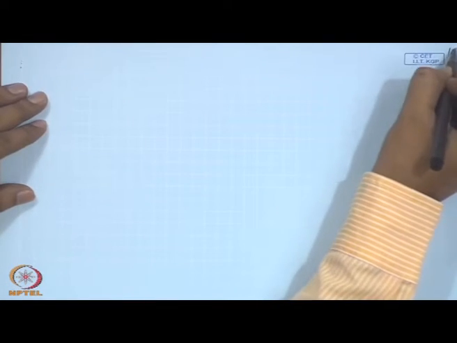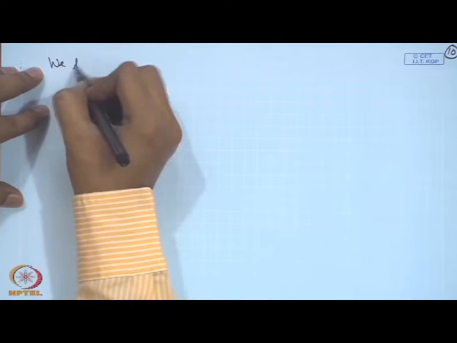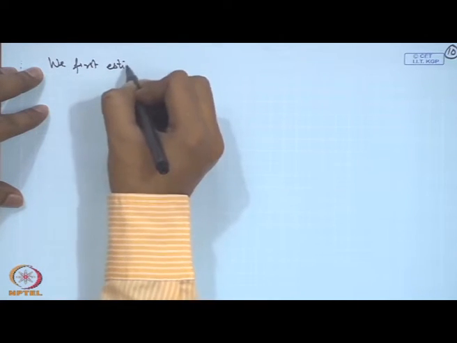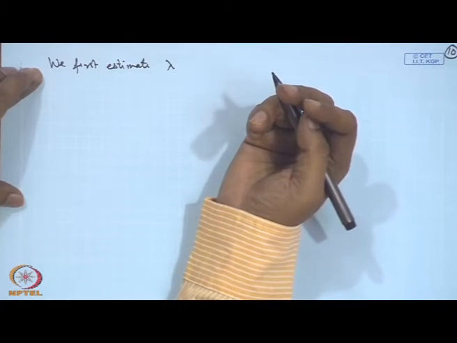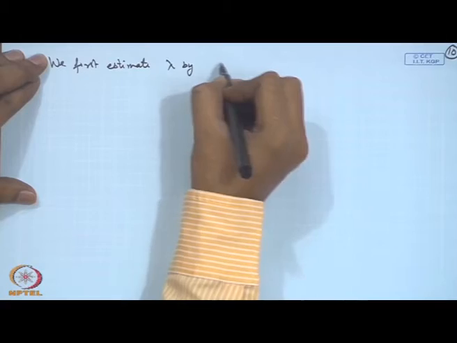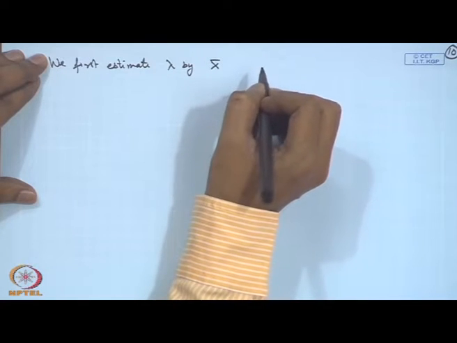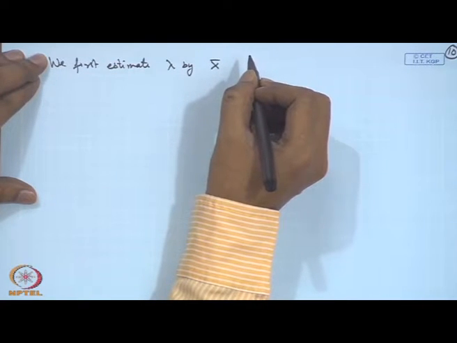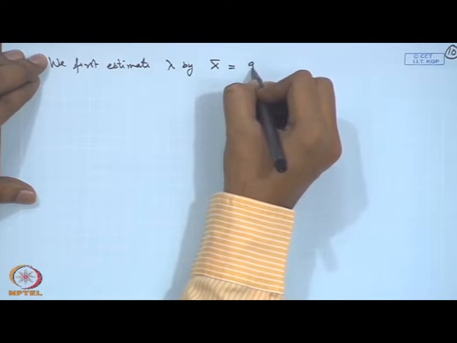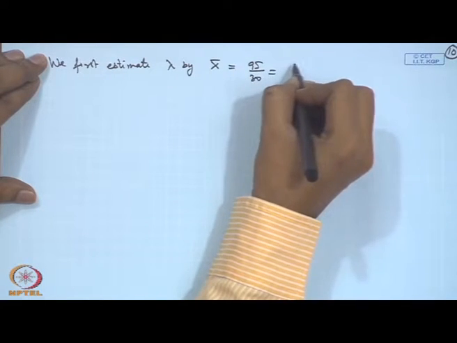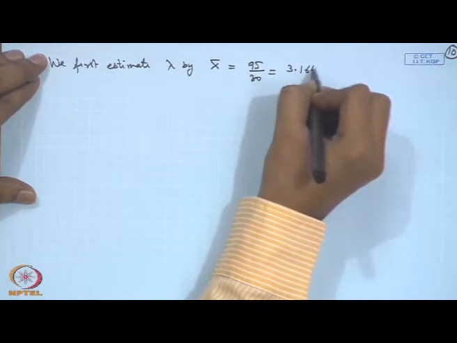So, we will first estimate lambda. We may consider the maximum likelihood estimate, or UMVUE, or the method of moments estimator. In the case of the Poisson distribution, all of them are the same; it is simply x bar. So, here you can see it will be equal to simply 95 by 30, that is equal to 3.1667.